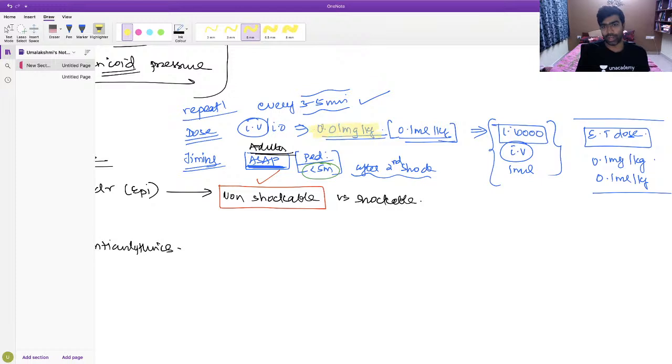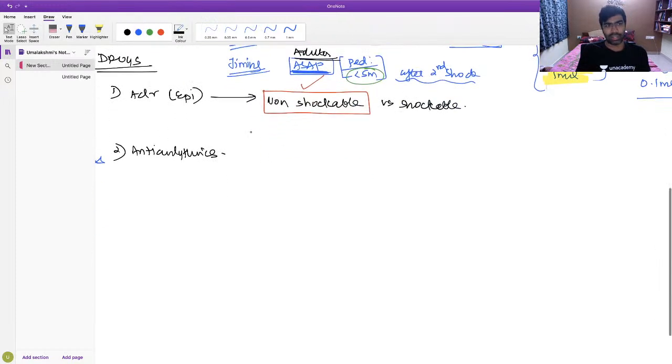So this 0.01 mg per kilogram or 0.1 ml per kilogram, is 1:10,000 IV 1 ml. So all these are probable questions in your exams, and it's been asked multiple times in the past. And as far as antiarrhythmics are concerned, there are quite a few things that actually changed. Previously, we believed that amiodarone or lignocaine can be used.